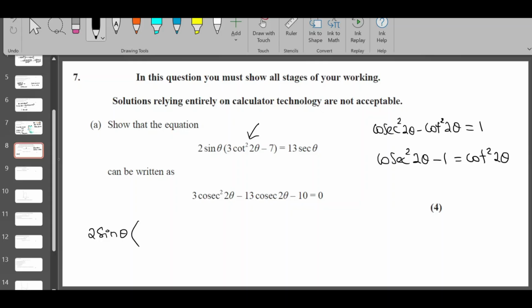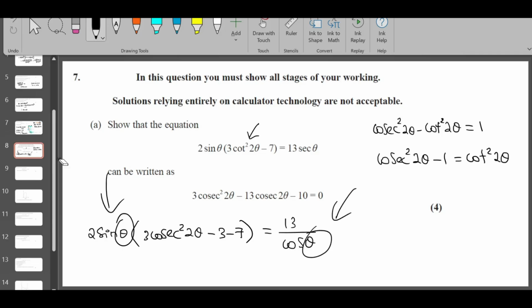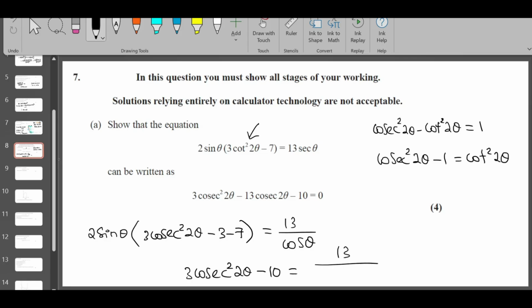When you multiply by 3, it's going to be 3 cosecant square 2 theta minus 3 minus 7 is equal to 13 over cos theta, right? We need to have 2 theta everywhere. You cannot have just theta. So we are going to try to change these into 2 theta. How do we do that? Push the 2 sine theta to the other side. So you're going to get 3 cosecant square 2 theta minus 10 is 13 over 2 sine theta cos theta.